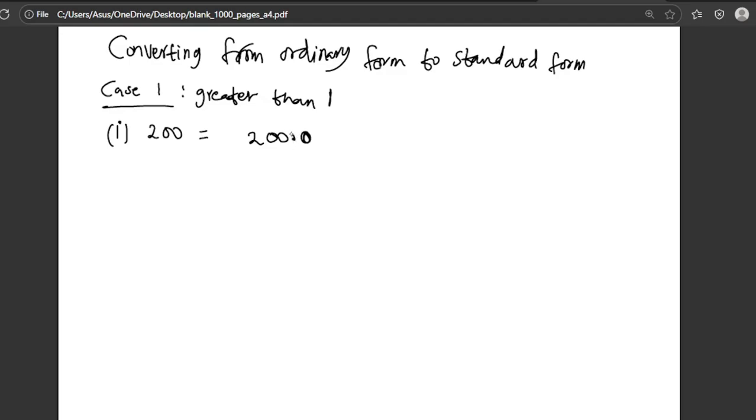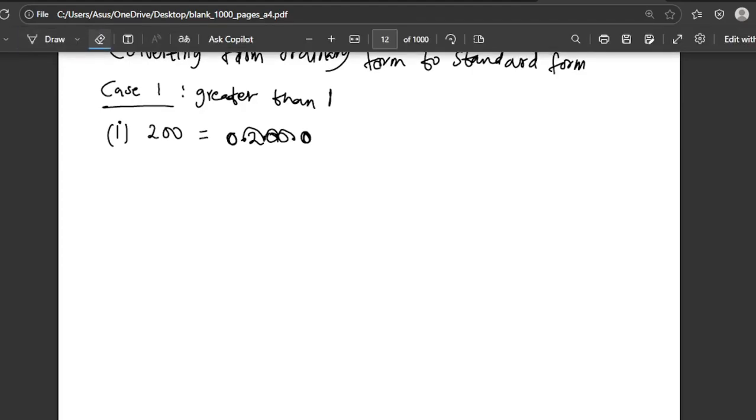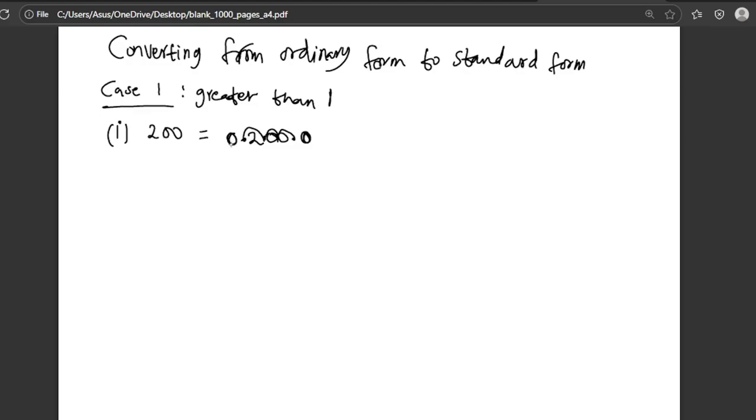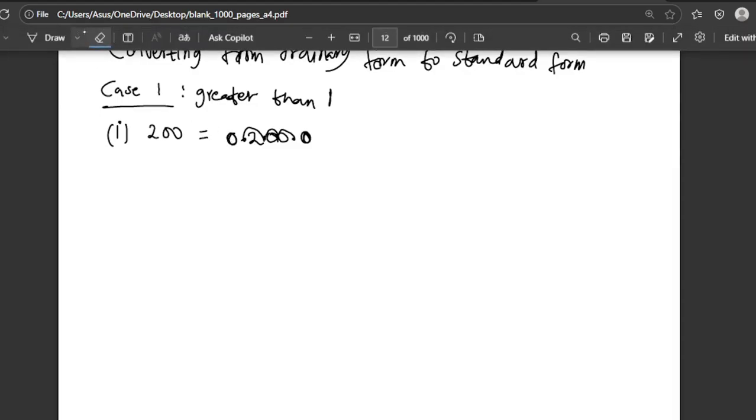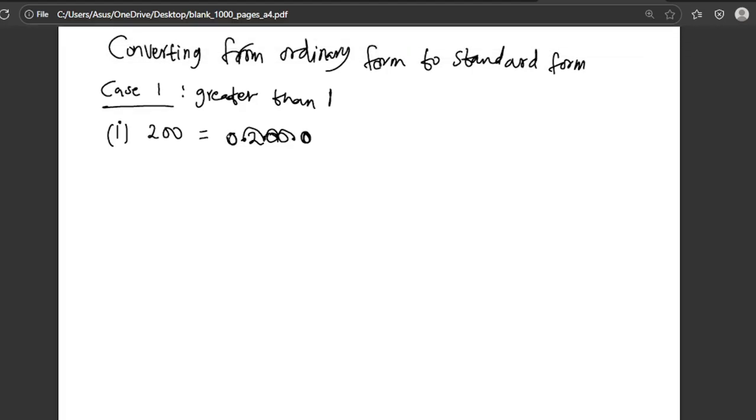Now, go 1, 2. We won't move beyond 2. Okay. Because we said to be in standard form, the number has to be between 1 and 10. So if you move the decimal point beyond there, now we have 0.2, which is less than 1. So in that way, it's not in standard form. We have to stop immediately before 2. That is, do not go beyond 2. Stop immediately before.